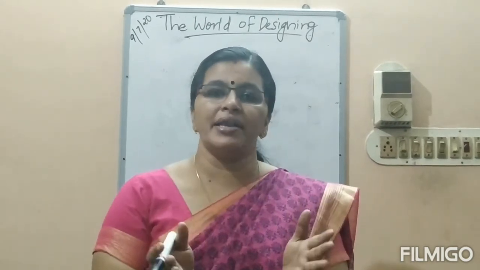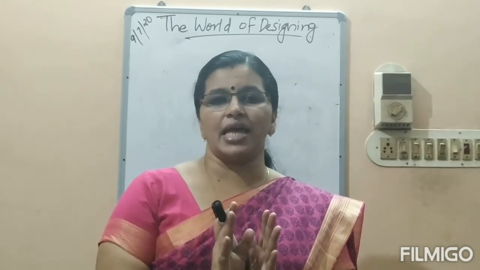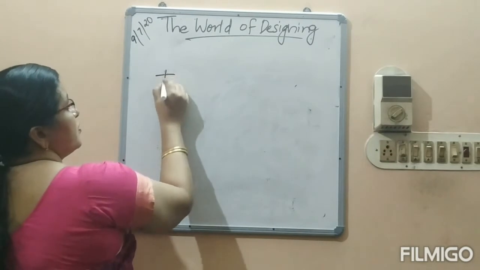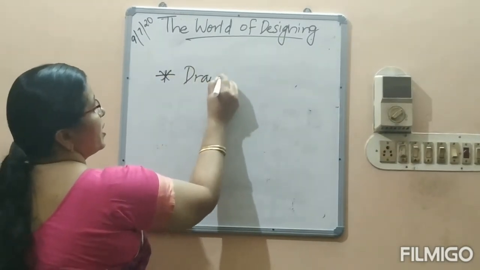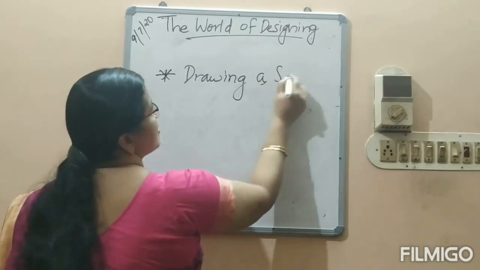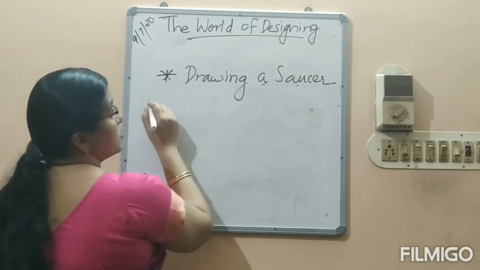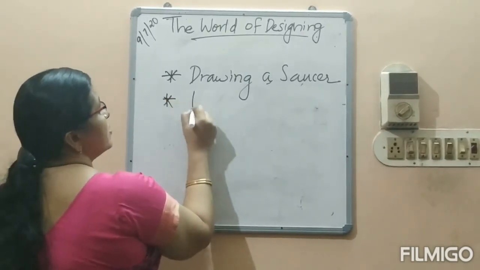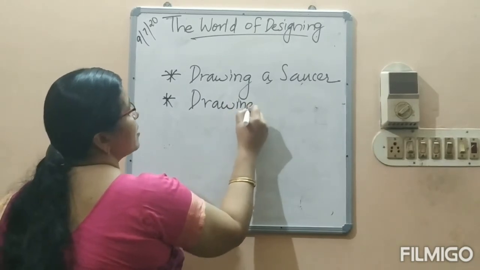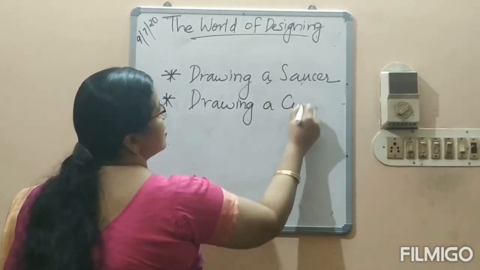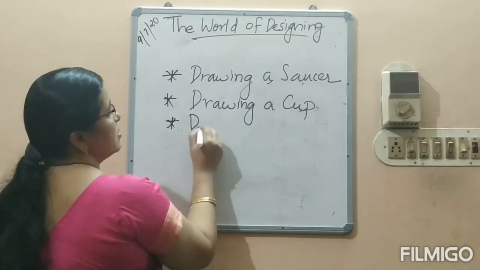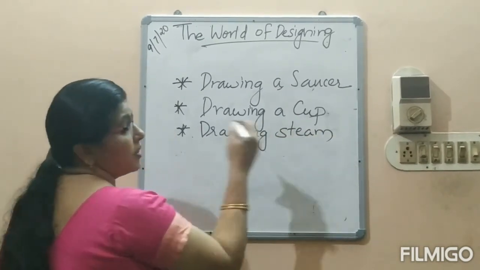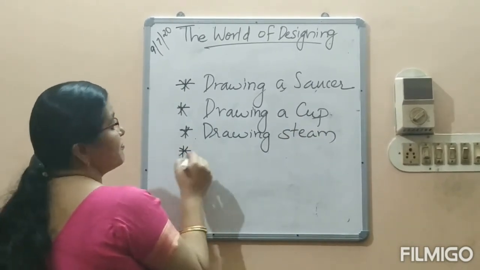For completing that banner, we have to do 6 activities. How many activities? 6 activities. The first activity is drawing a saucer. You know what is saucer? Cup and saucer. That plate is called saucer. Then drawing a cup. Then drawing steam rising up out of the hot cup of coffee.